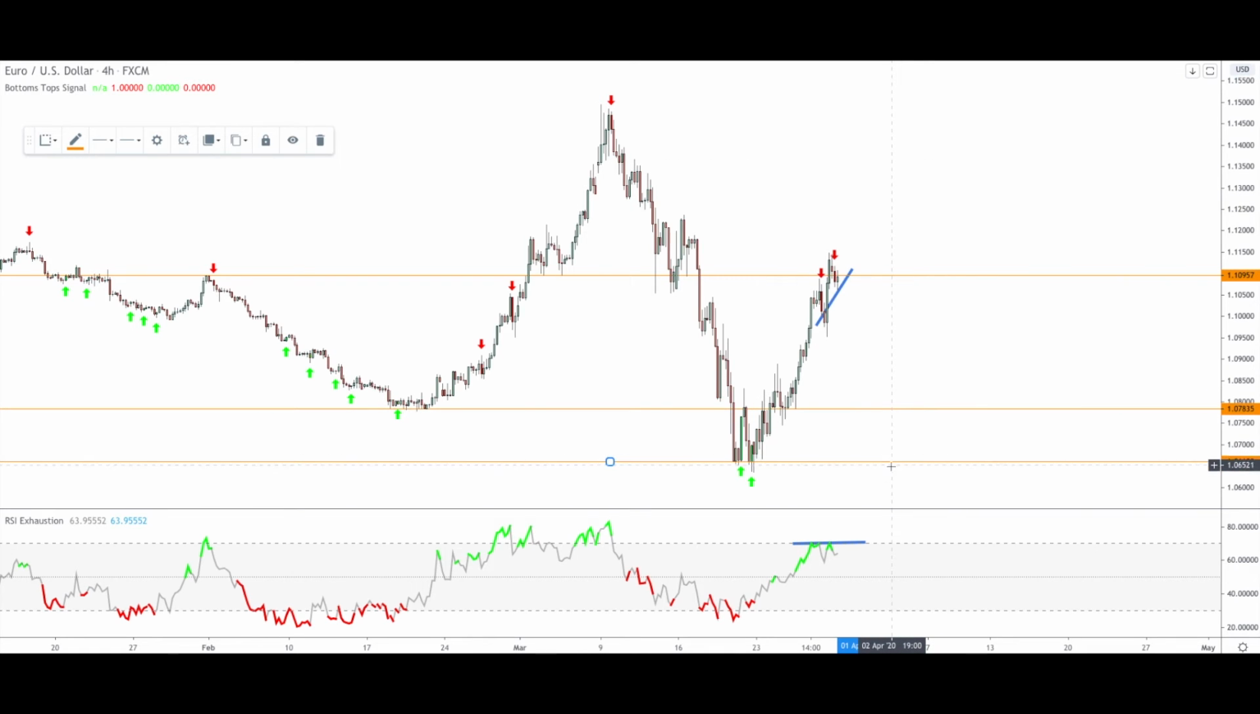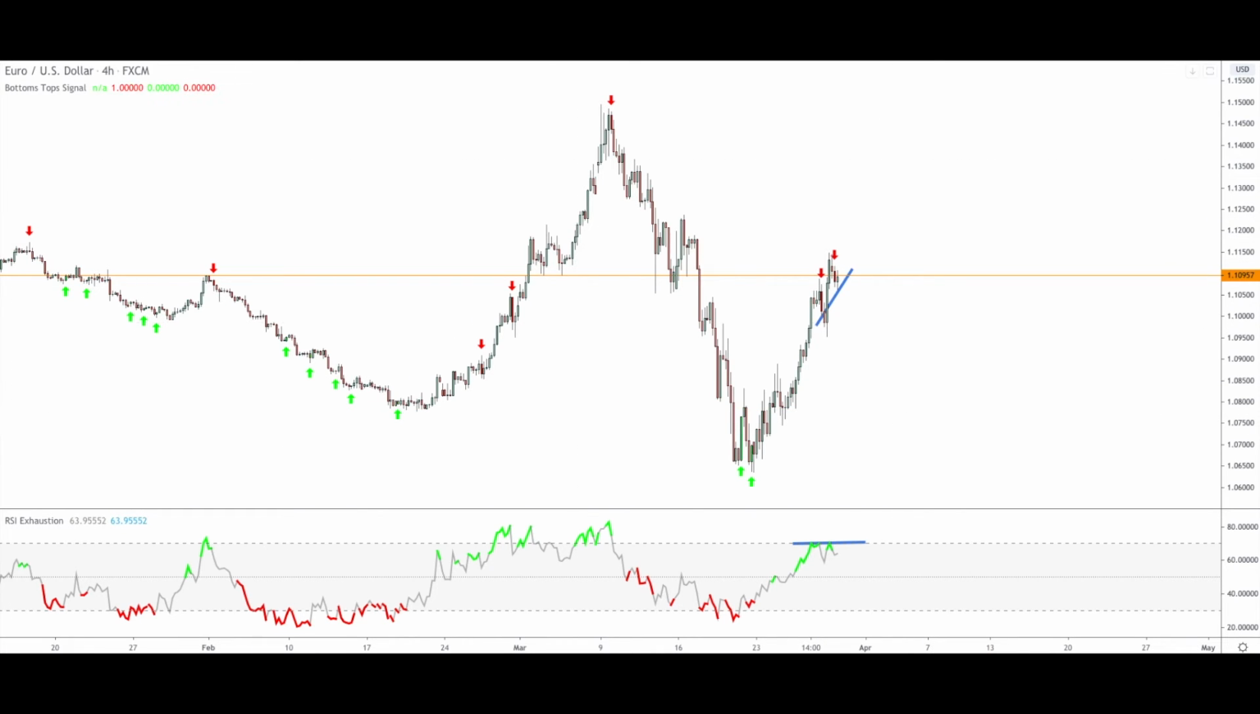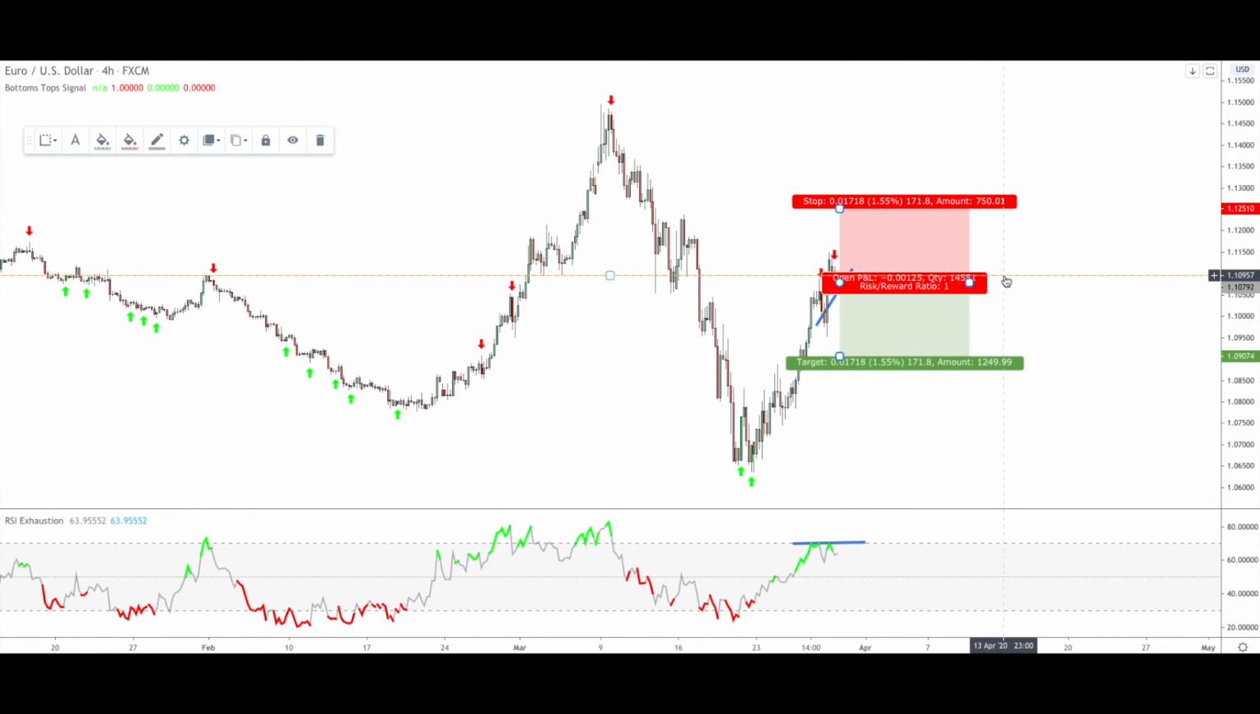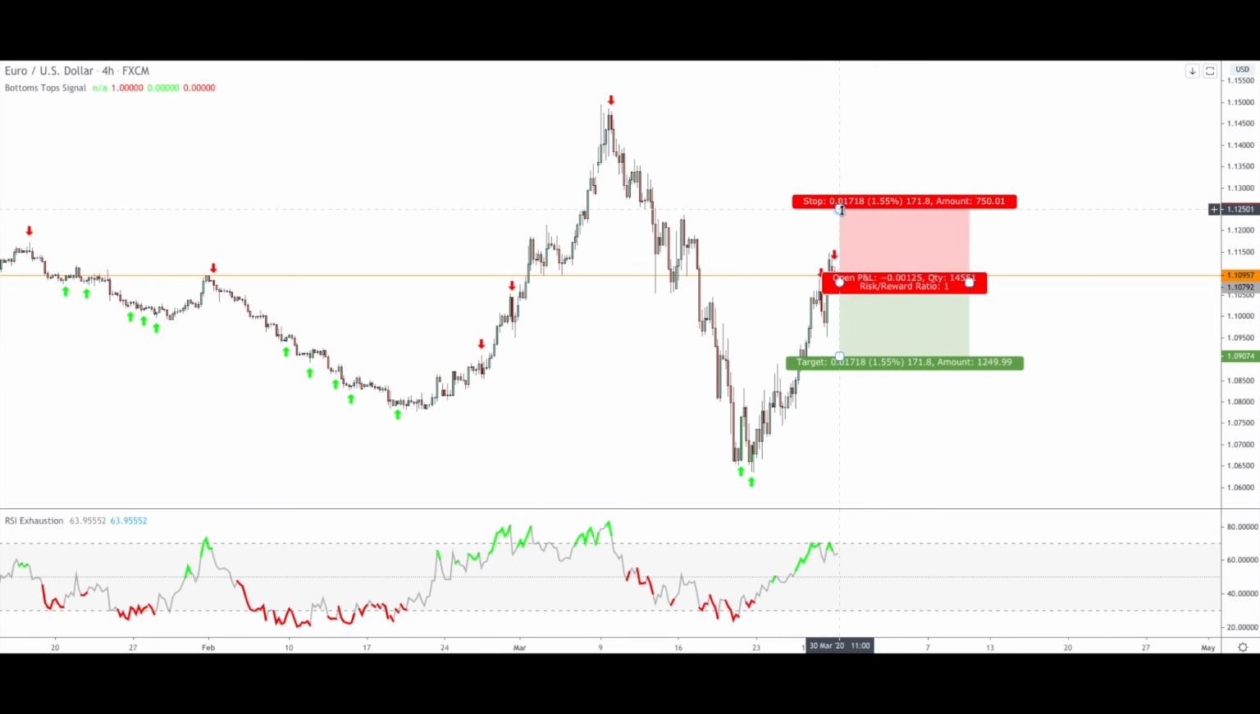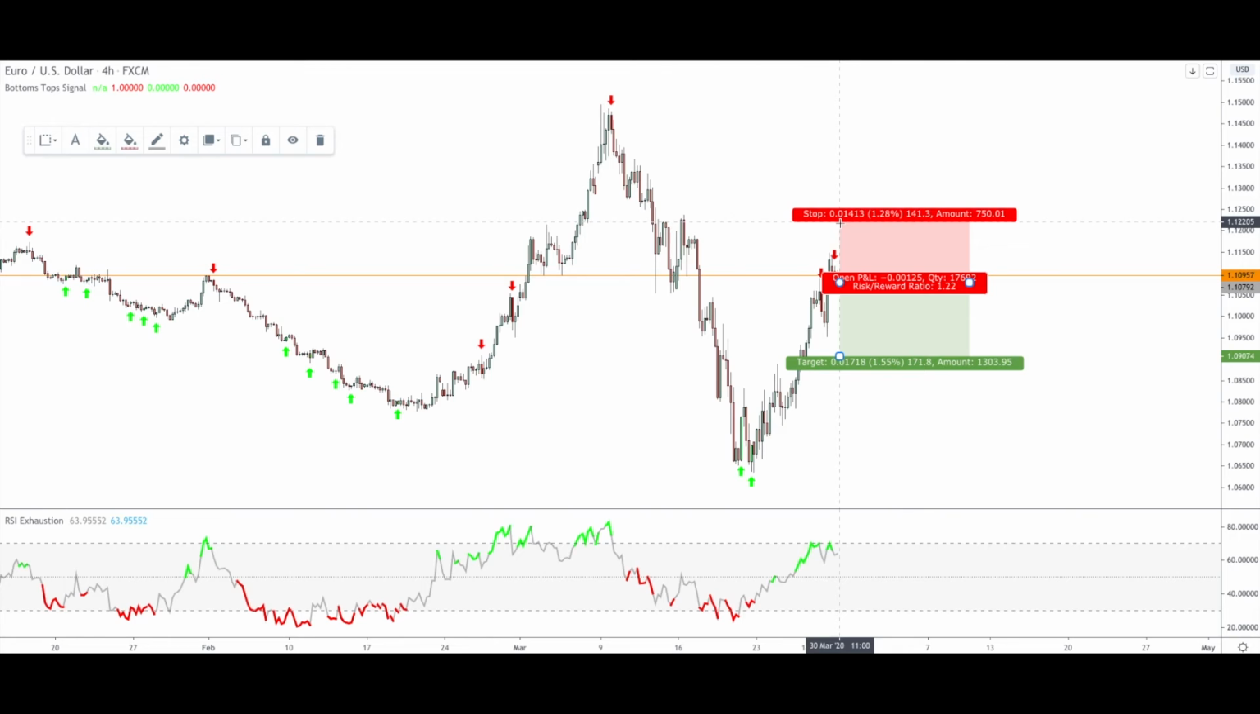So let's create the setup. Okay, I'm now canceling this. Okay, so it's going to be a short opportunity. I will also cancel this and this. Okay, it's going to be a short opportunity, and I'll try to be a little bit generous here with the stop loss.